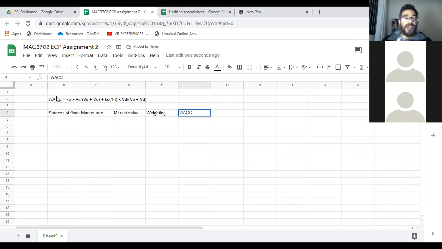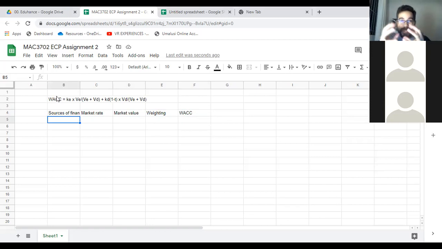Okay, so number one, write down the formula. Number two, set up the table. You can start by just doing the table. You don't have to do the formula. Okay, so set up the table. Next, I identify and I put in my source of finance. So step three, identify my source of finance and then put it in.